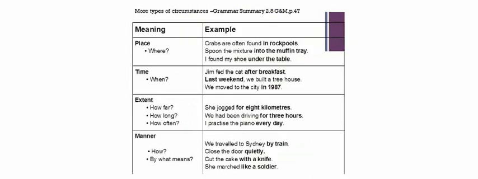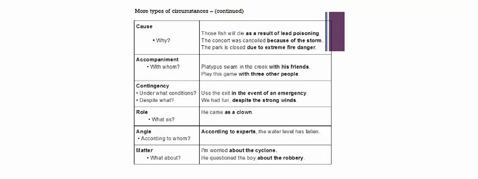There are lots of types of circumstances, such as place, for the probe question where, time for the probe question when, extent, manner, cause, accompaniment, contingency, role, angle, matter. The best thing to do is have a look at the grammar summary table for circumstances in grammar and meaning, and when you're looking at a clause, see if you can work out which one matches the same sort of meaning from a category in that table.